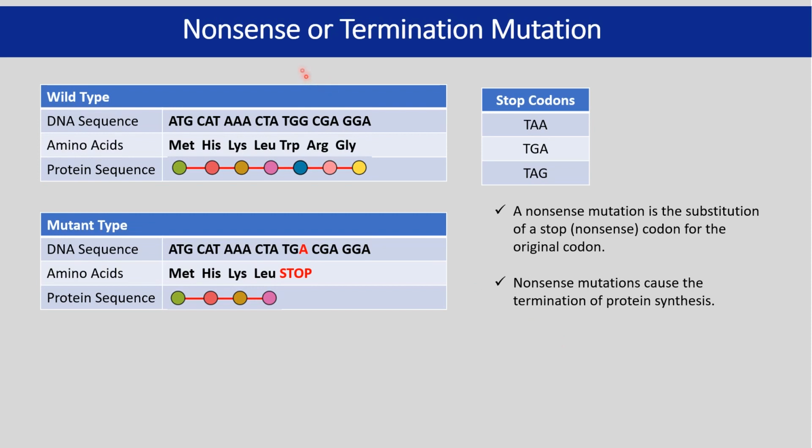Now talking about the nonsense or termination mutation. In a nonsense mutation, one codon is changed in such a way that it becomes a stop codon. Here, in the wild type sequence it was TGG, and now you can see the G is substituted by A. TGG was coding for tryptophan, but TGA is a stop codon. So the protein expression will not proceed once the ribosome encounters the TGA. The expression will stop here.